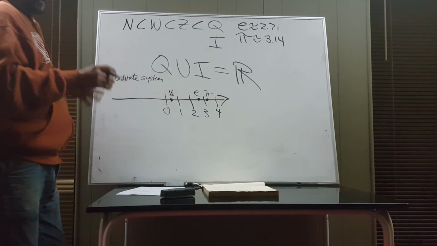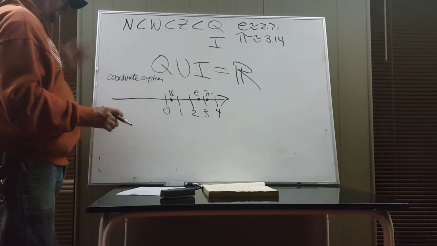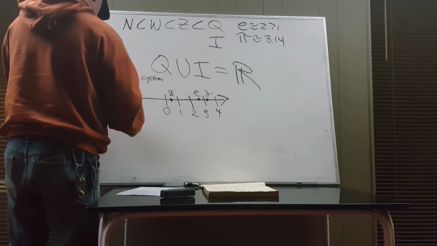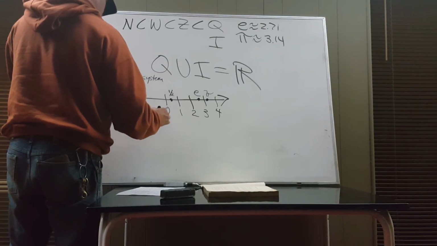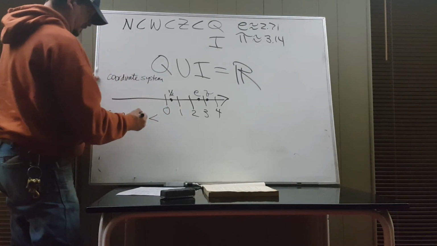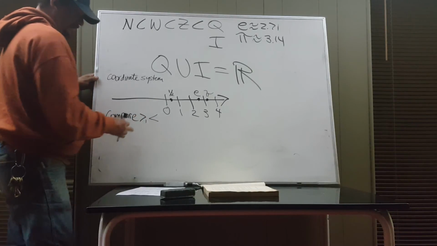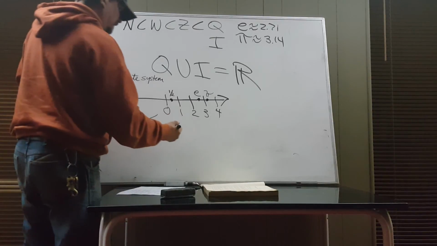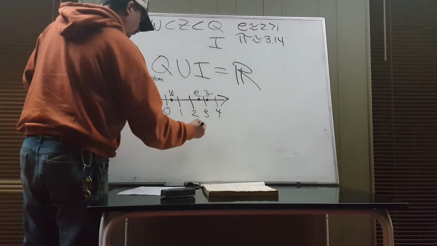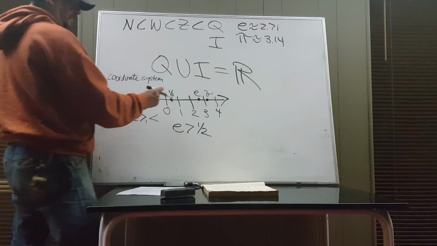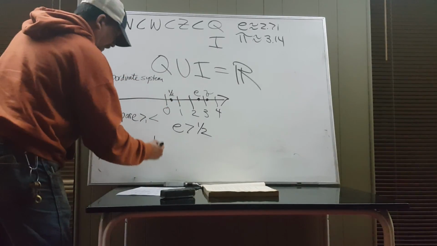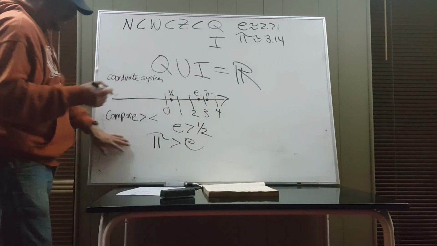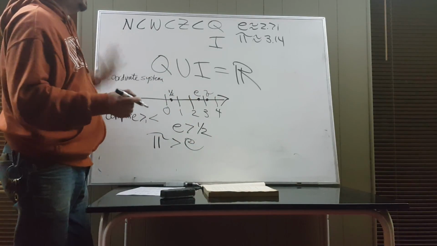And then we're going to later learn that what makes real numbers special is that we can compare them using greater than, less than. And this is greater than. So I can say that E is greater than 1/2 because I can visualize it. I can say that pi is greater than E. And we're going to talk about this in more detail in the next lecture.